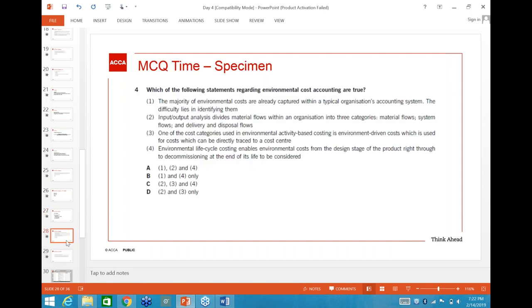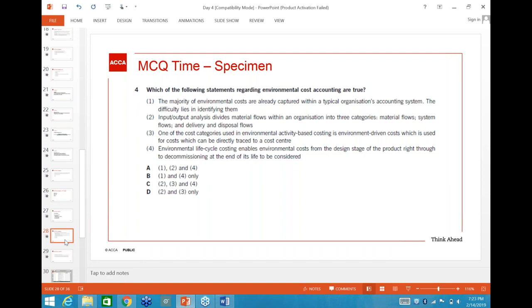It's MCQ time, and they are asking you which is true, which is false from the specimen paper, question number 4. The majority of environmental costs are already captured within a typical organization's accounting system. The difficulty lies in identifying them. That answer is perfectly right. So we know we are spending money sometimes indirectly to save the environment, but then again, we don't know how much sometimes.